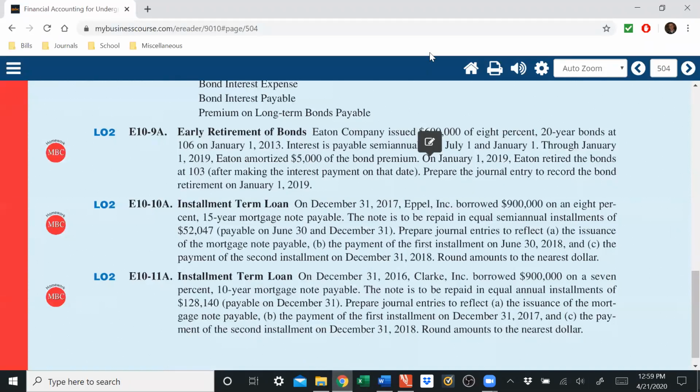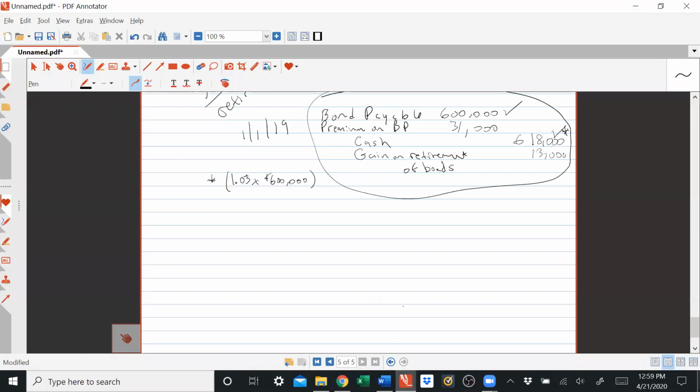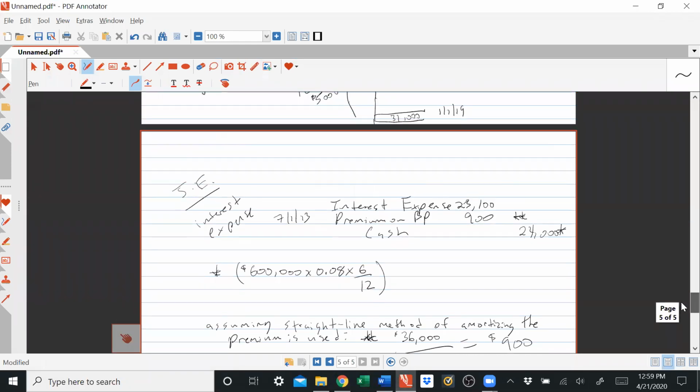Another question just came in. Let's see. Christopher says, can you show the journal entry for interest expense again? Yes. If they use the straight line method, this would be the journal entry they would make for interest expense each time they pay interest.